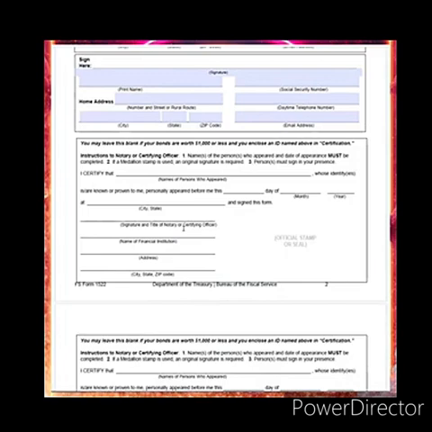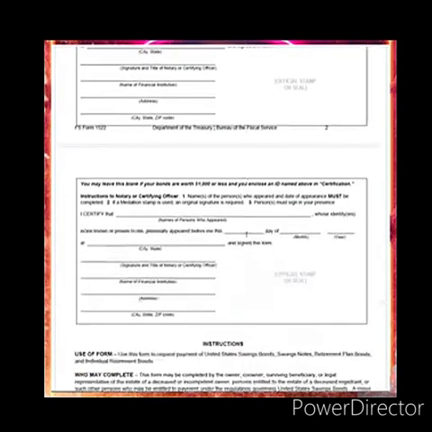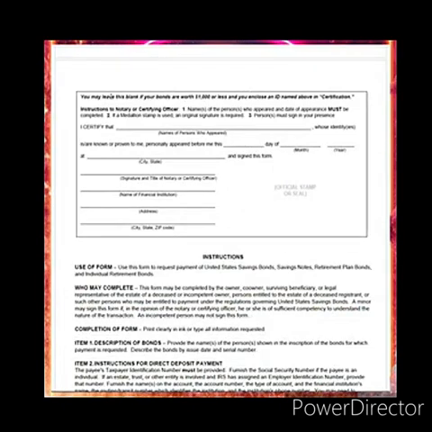And when the bank or brokerage firm or whoever is doing the medallion stamp, they guarantee your signature up to the amount of what the medallion stamp color is. And there is a different value for each stamp that they give you. The good one is the gold one, and that's up to $10 million, okay? Just a little background information. You may leave this blank if your bonds are worth $1,000 or less, and you enclose an ID named above in certification. See, this is real simple, folks. Good stuff. Now let's get to the instructions.